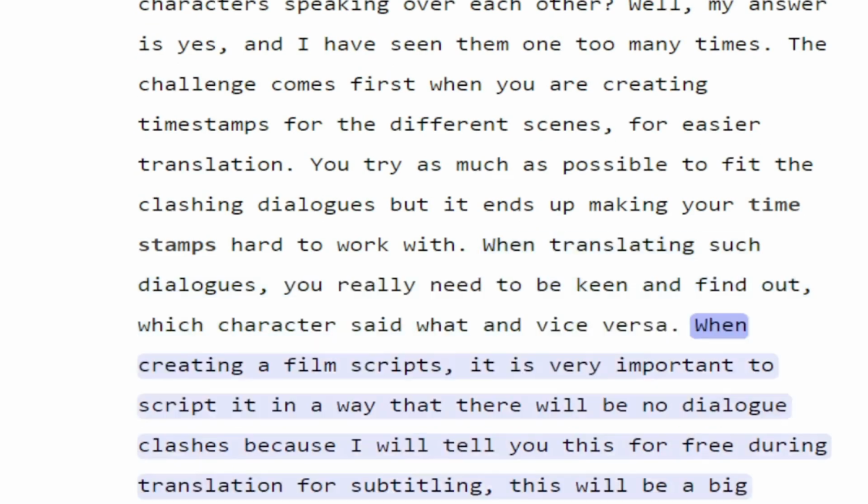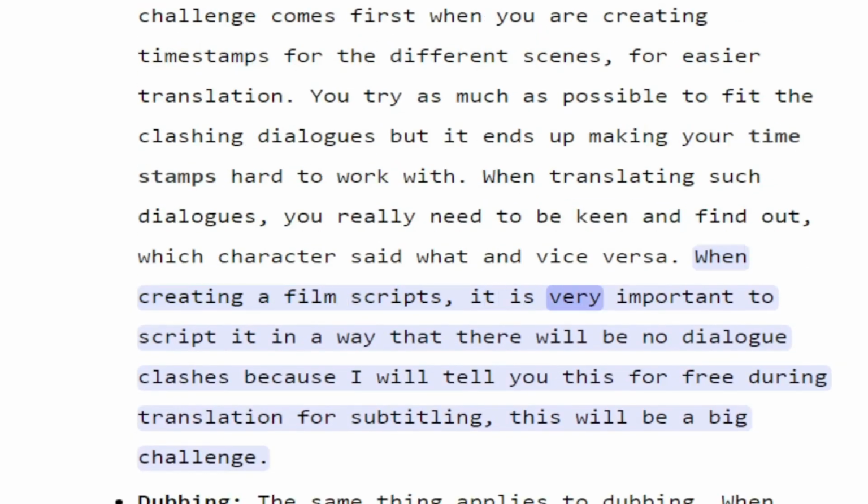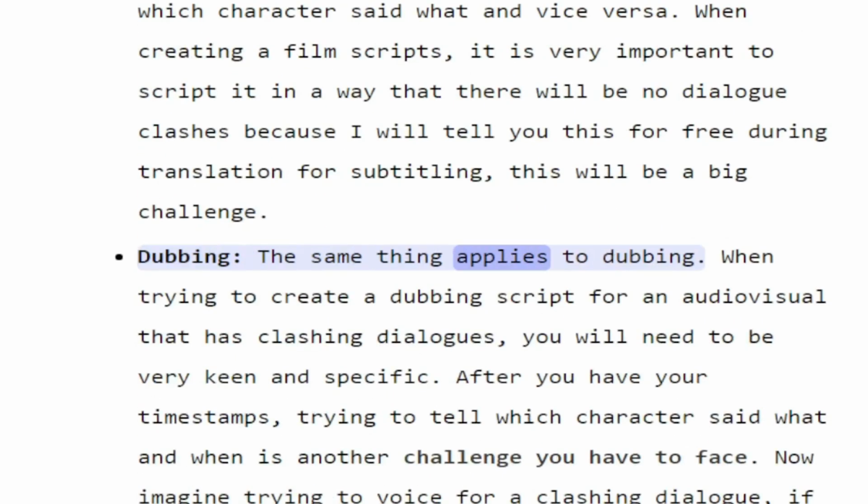When translating such dialogues, you really need to be keen and find out which character said what and vice versa. When creating a film script, it is very important to script it in a way that there will be no dialogue clashes, because I will tell you this for free, during translation for subtitling, this will be a big challenge.